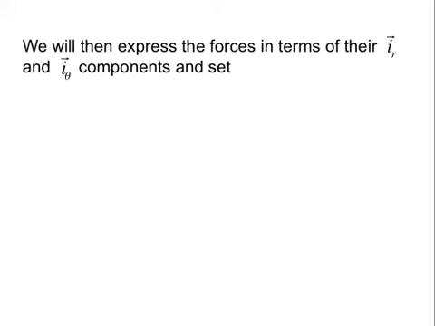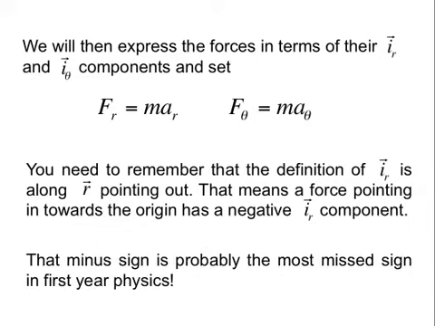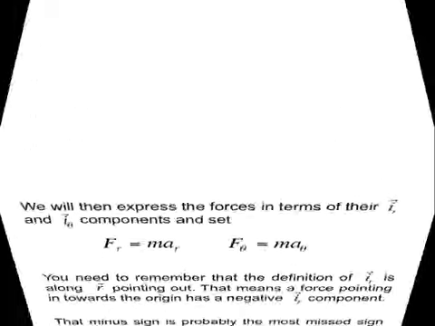We will then express the forces in terms of their i_r and i_theta components and set F_r equal to m a_r and F_theta equal to m a_theta. You need to remember that the definition of i_r is along r pointing out. That means a force pointing in towards the origin has a negative i_r component. That minus sign is probably the most missed sign in all of first-year physics.